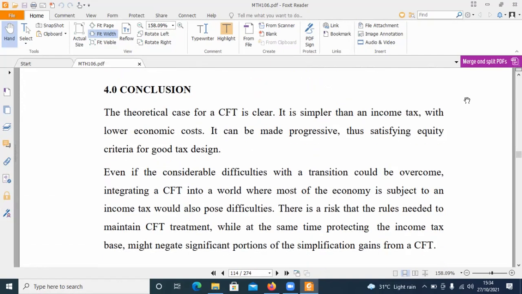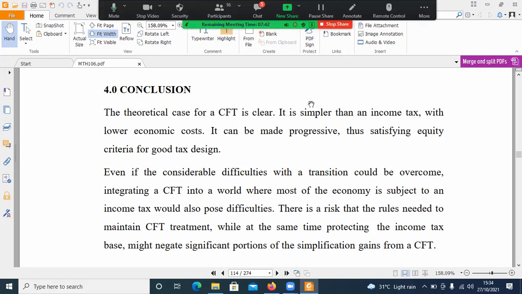Then in conclusion, the theoretical case for CTF versus cash flow is clear. It is simpler than an income tax with lower compliance costs. It can be made progressive, thus satisfying equity criteria for good tax design. So that is that on that area. It is not rigorous mathematics, but you may need to go through it to understand many things from the business perspective. Are you getting that?